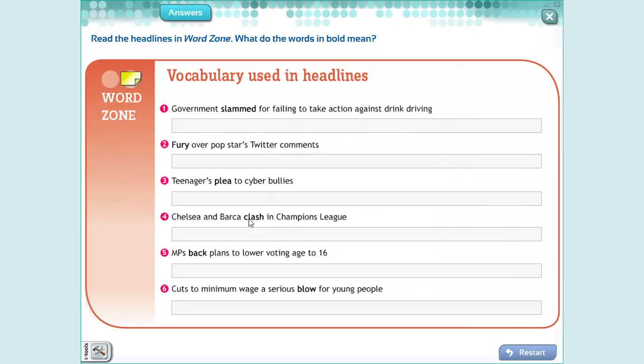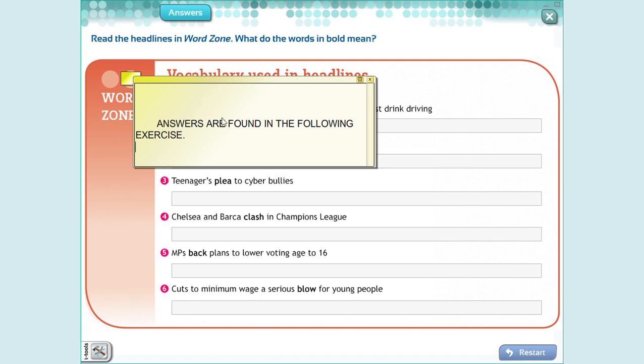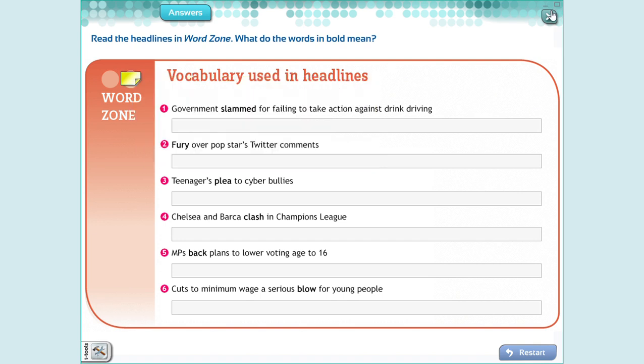This is a pretty interesting exercise. It says, read the headlines in the word zone. What do the words in bold mean? So we can find these words that maybe we're not really acquainted with, like slammed, fury, flee, clash, back, blow. In this context, it's not so common for us to use them, but we're going to see the answers for this exercise in the following exercise, of course.